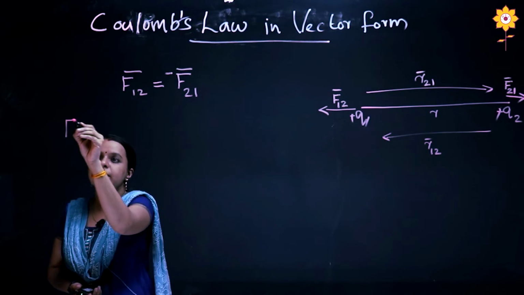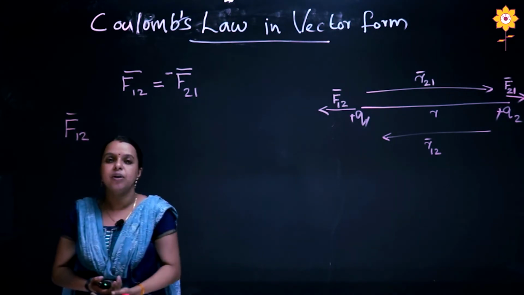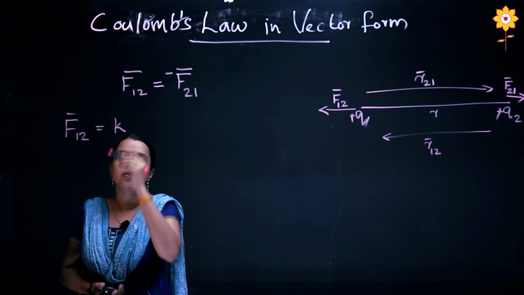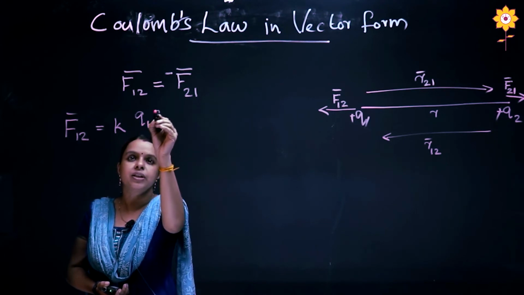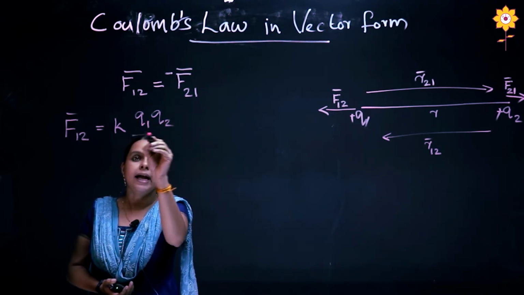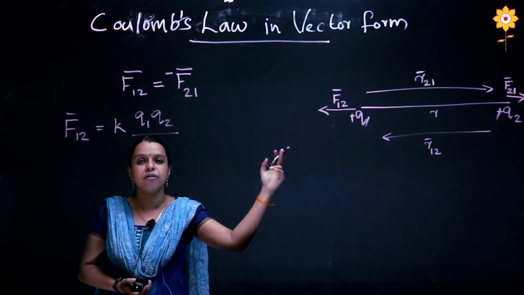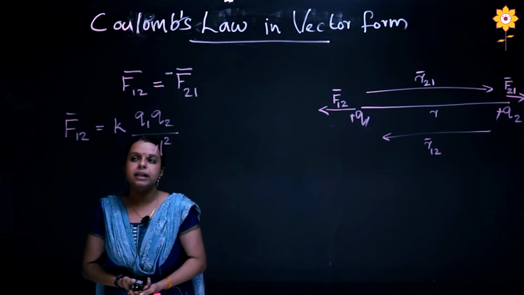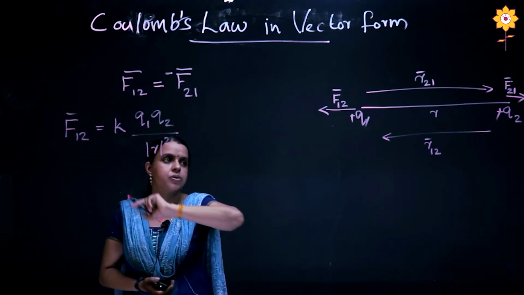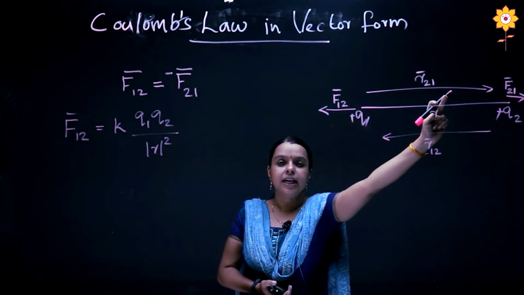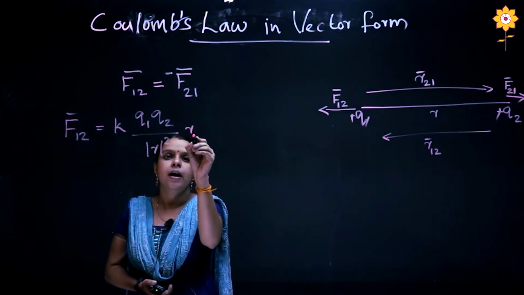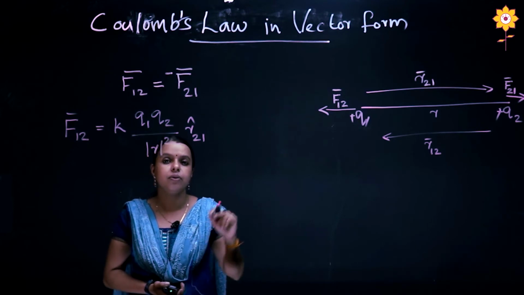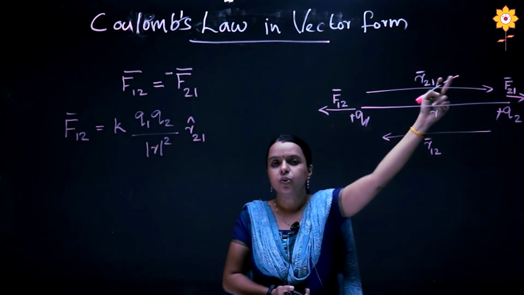So let's write the force F12. According to Coulomb's law, it will be equal to K into the product of their charges Q1 into Q2, and inversely proportional to the square of the distance between them. So I write it as the magnitude of R square. Now let us see the direction of force. The direction will be in the position direction, so r21 unit vector, which means the unit vector of the position vector r21.